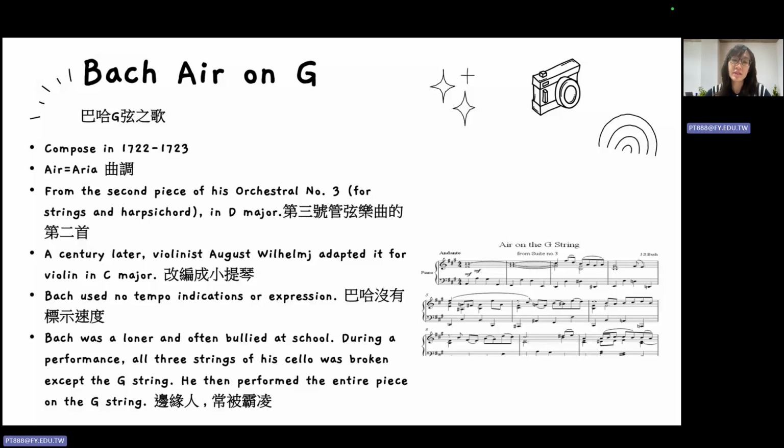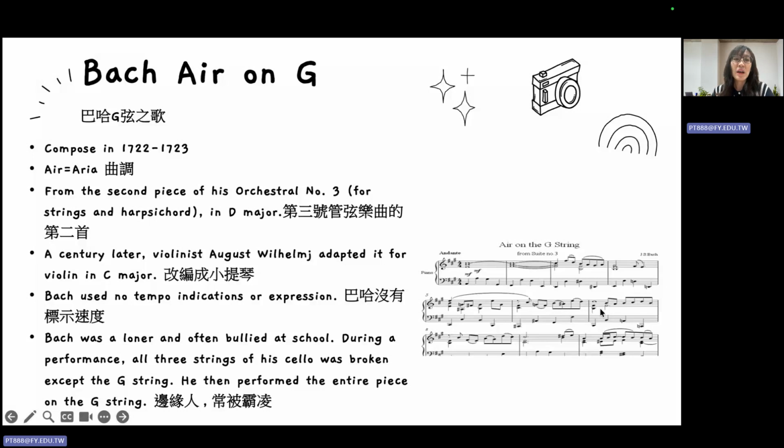把它改编成小提琴的版本，而且呢变成 C 调。And you know the composers during the Baroque period, they wouldn't write any indications for the tempo or any expressions of music. So if you check the original manuscript written by Bach, you can see there's no tempo indications or expressions, 好，是没有标示任何的速度，还有表情符号的。It's very plain.